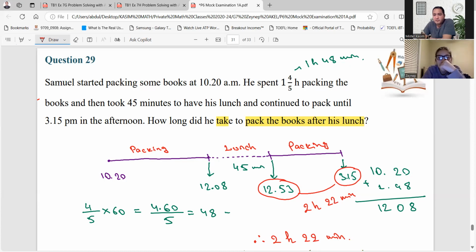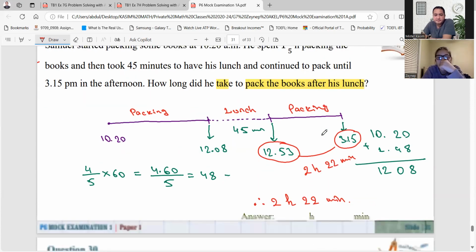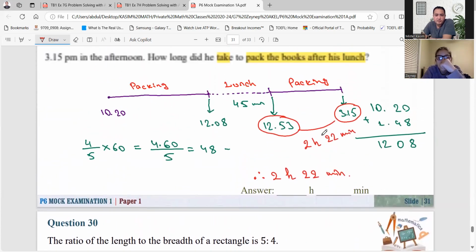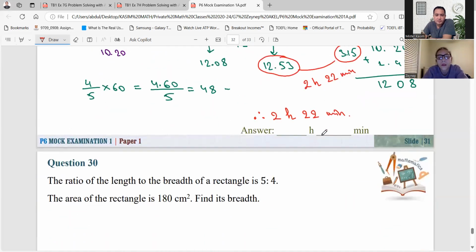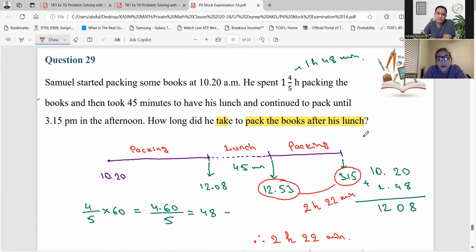I wish we could finish the last question too, but we ran out of time. The last question is for Zeynep. You have to do this. Can you read the question? Do you have any question about this problem, Zeynep? No. Okay, I will send the paper. We have to solve these questions.